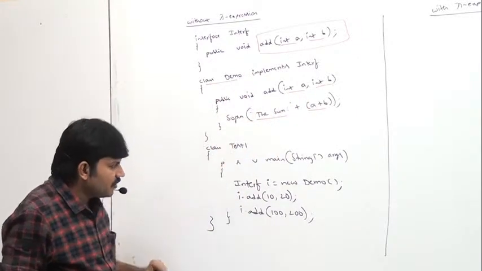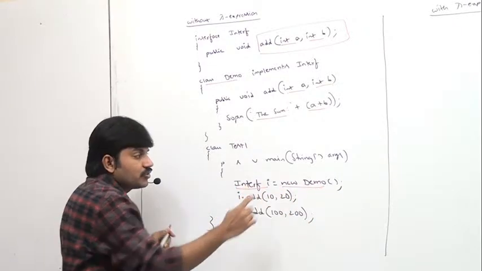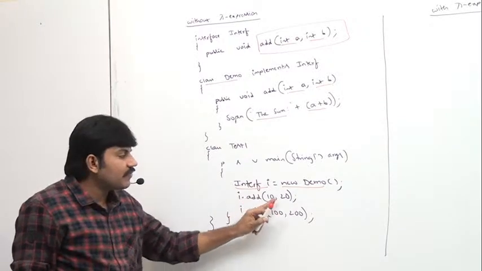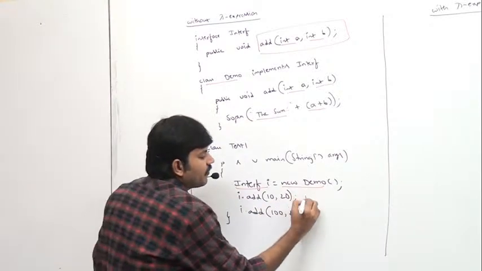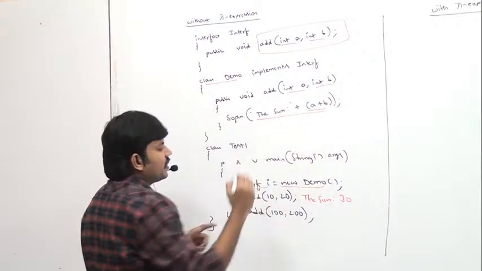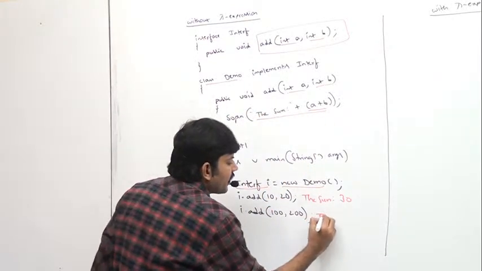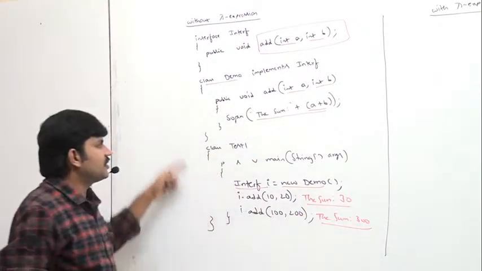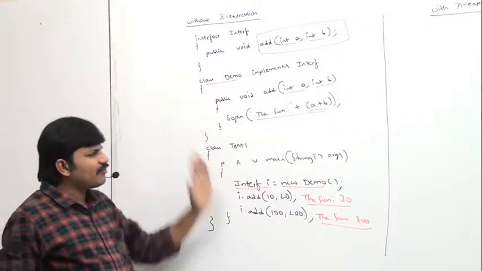Now class Test1. Interf i = new Demo(). An interface reference can be used to hold an implementation class object. Next, i.add(10, 20). If I call with 10, 20, what is the answer we will get by default? The sum is 30. It is going to execute: the sum is 30. i.add(100, 200). What do we get by default? The sum is 300. Everyone is aware, sir, it is a normal implementation.